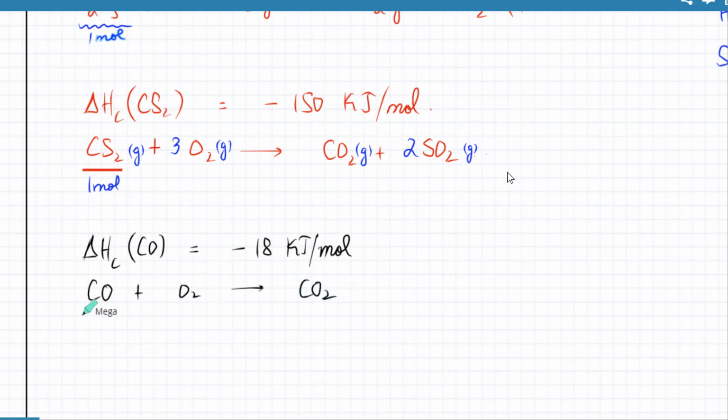So this has to be kept as 1 mole. You have to bring in the states. So this is gas, and this one is also gas. You need to balance this. So this would be half O2. The first one has to be 1 mole at all cost. So this is the enthalpy change of combustion of carbon monoxide.